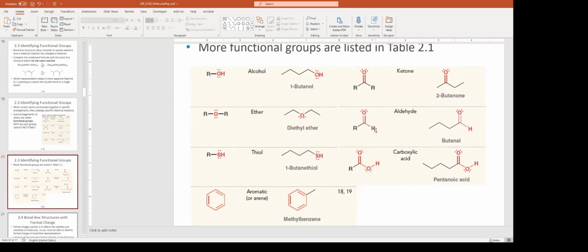Have you all heard of formaldehyde? So formaldehyde is hydrogen, carbon, double bond, oxygen, hydrogen. The other aldehydes have carbon on this side. Okay.